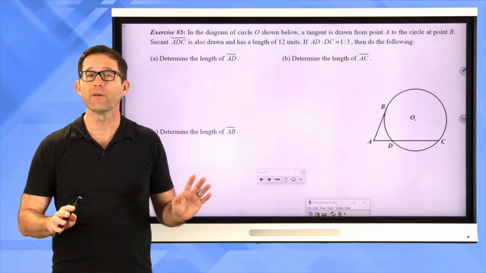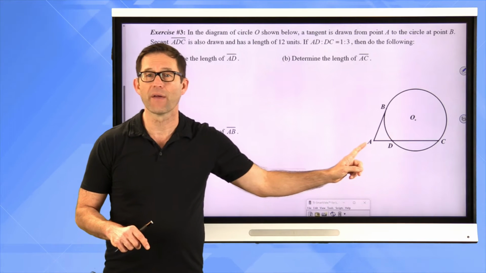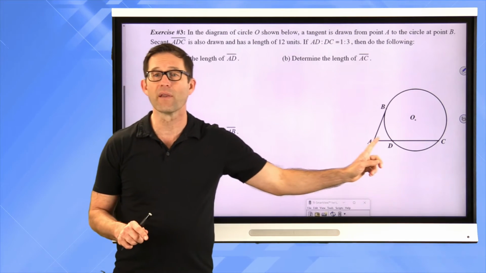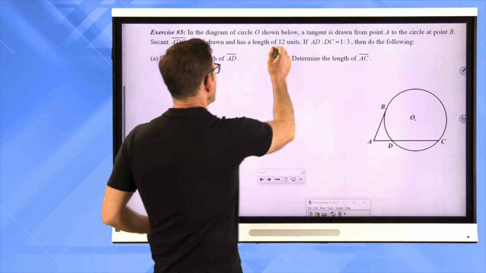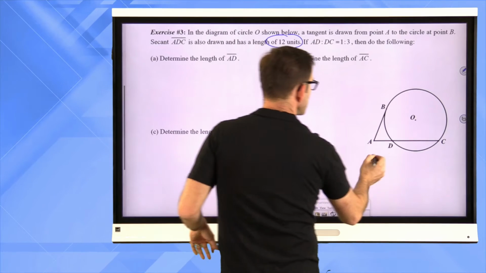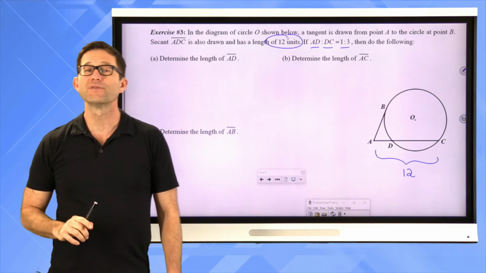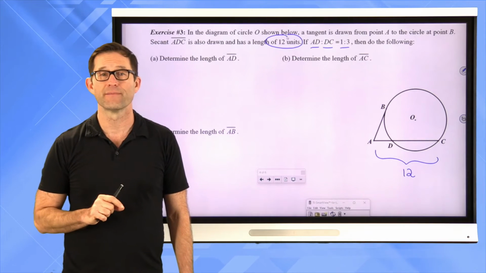So first things first, without using the theorem that we just looked at at all, we've got to be able to figure out the length of AD, otherwise there's no way we can use this theorem. We've got to know the length of that exterior segment. That's all going to be about the fact that this entire segment has a length of 12 units, and the ratio of AD to DC is 1 to 3. So see if you can figure out what the length of AD is. It's pretty easy.